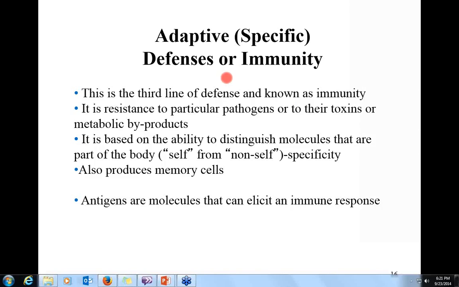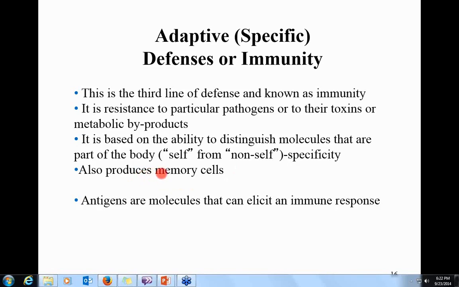Okay, so again, adaptive or specific defenses are the third line of defense. In addition to being able to respond to a particular pathogen, this type of immunity is to determine self from non-self. In other words, self is you, and non-self is a potential pathogen. When this goes awry, you get disorders, autoimmune disorders, like myasthenia gravis or lupus, disorders where your own immune system attacks you.